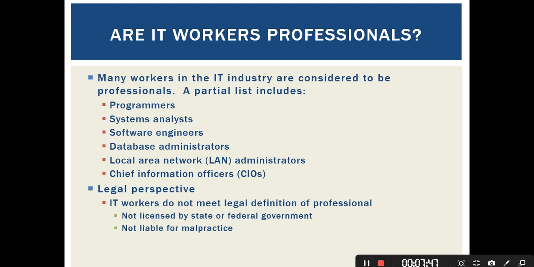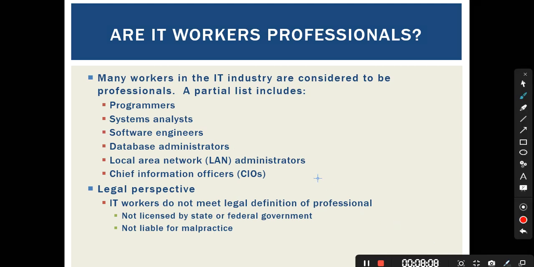Many workers in the IT industry should be considered professionals. A partial list includes programmers, system analysts, software engineers, database administrators, local area network (LAN) administrators, and chief information officers. Those are some job titles that we are going to discuss after the computer science degree.